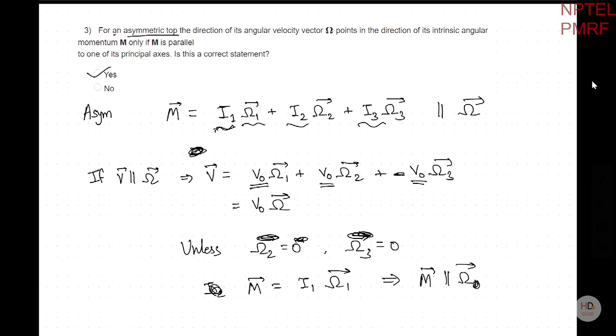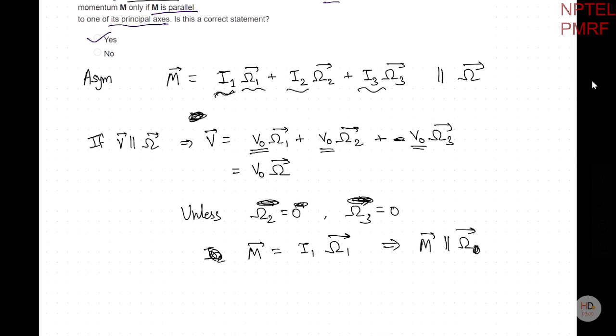It's parallel, m is parallel to one of its principal axis. Only then you can have omega pointing in the direction of m. Okay, good.